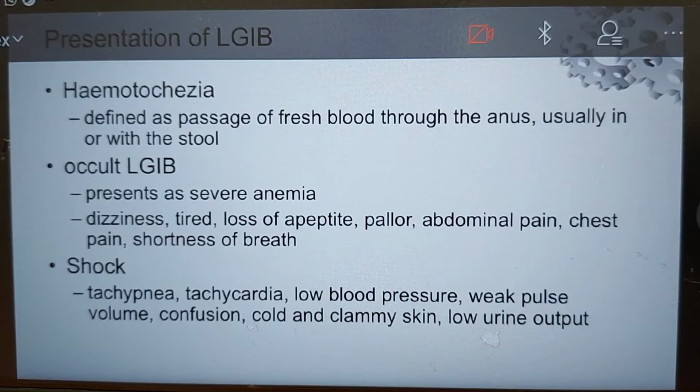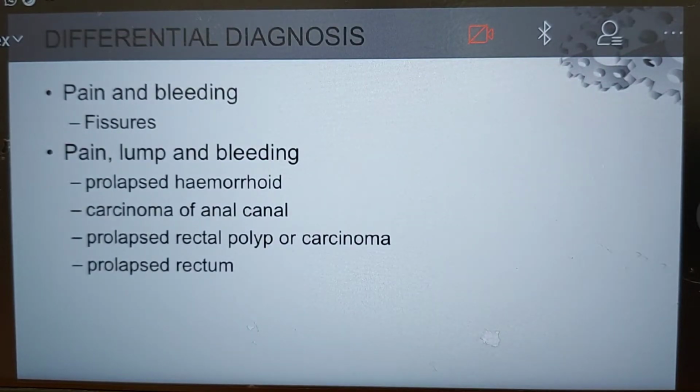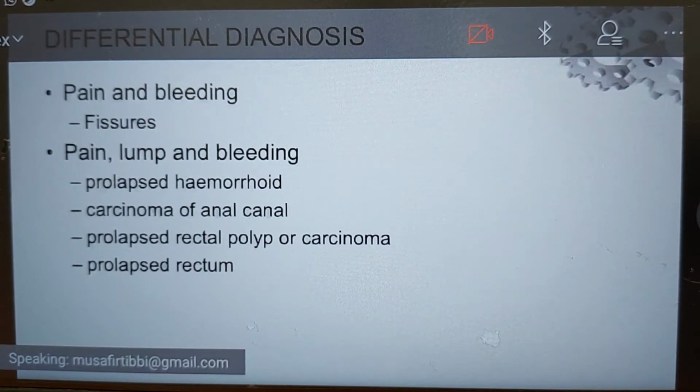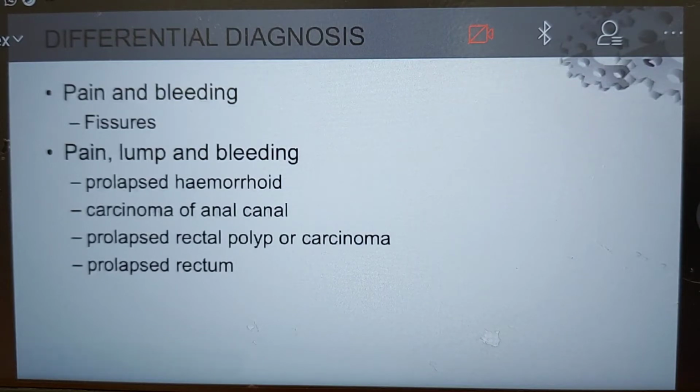Okay, so before going to the investigations or endoscopy, we have to have a few differential diagnoses in our mind after knowing the history from the patient. If the bleeding is presented together with pain, we have to suspect there may be a fissure. If it is associated with a mass per anum, it can be a prolapsed hemorrhoid, which can be visible if the patient is in the lithotomy position, or there may be a carcinoma of the anal canal or rectal carcinoma when we do a DRE. And there may be a prolapsed rectum or prolapsed rectal polyp as well.